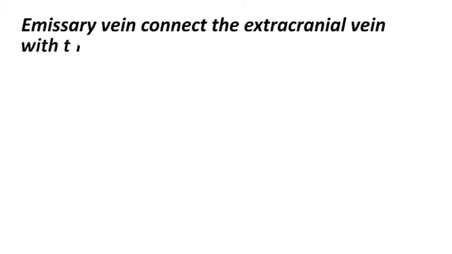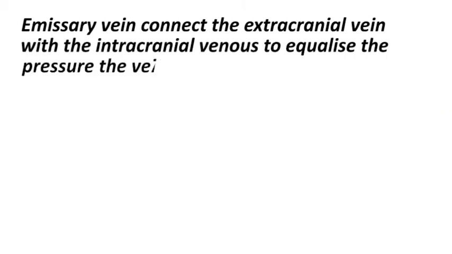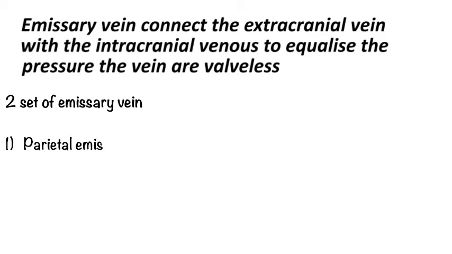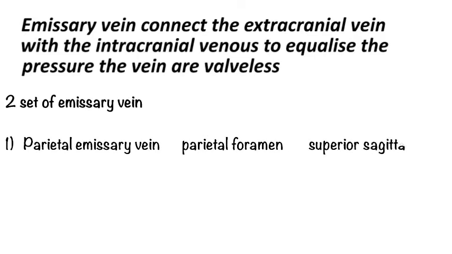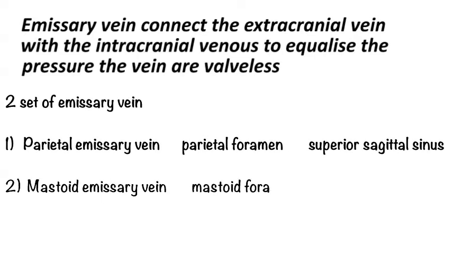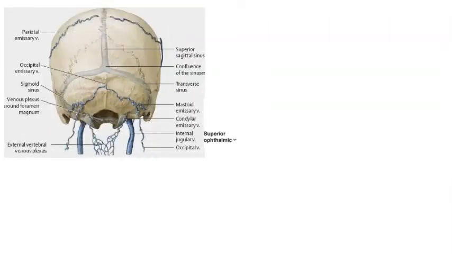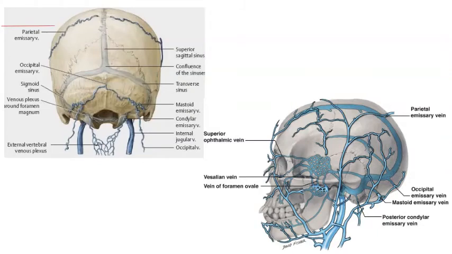Emissary veins connect the extracranial veins with the intracranial venous sinuses to equalize the pressure. The veins are valveless. There are two sets of emissary veins. Parietal emissary vein, which passes through the parietal foramen and communicates with the superior sagittal sinus. Mastoid emissary vein, which passes through the mastoid foramen and communicates with the sigmoid sinus.